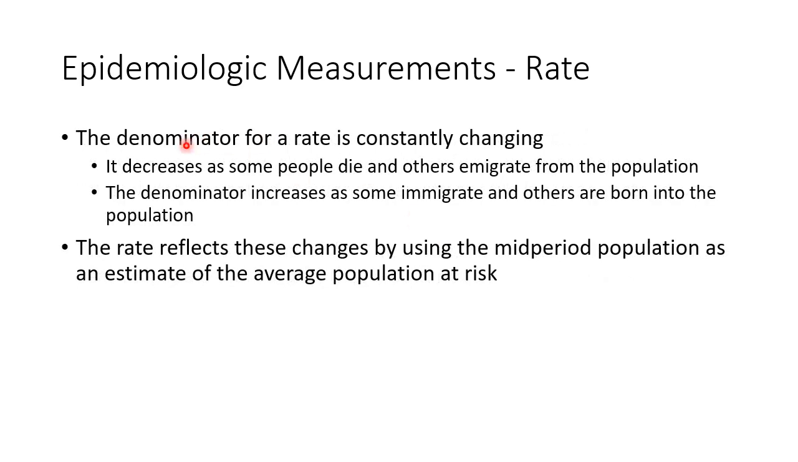So for a rate, the denominator is constantly changing, as I already alluded to. As people either die or maybe leave the study, that's where the mid-period population gets smaller and smaller. You can also have cases where people are moving into the study. That would be a case where the denominator would increase. But something like death is usually not going to be happening too often. That rate is basically just giving us an estimate of the average population at risk over that period of time, whether it's 1 year, 5 years, whatever we define it as.